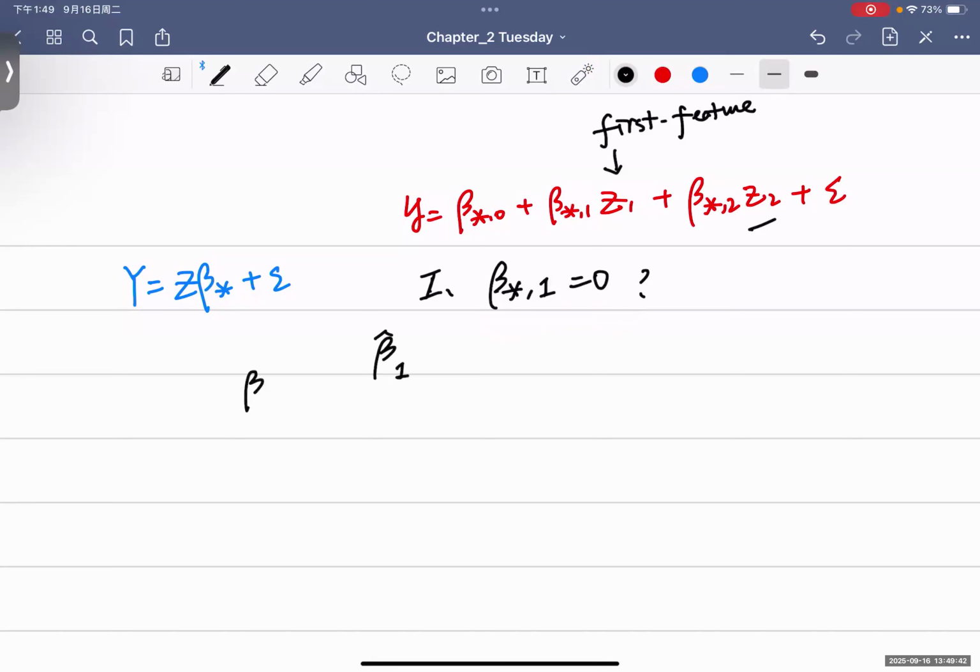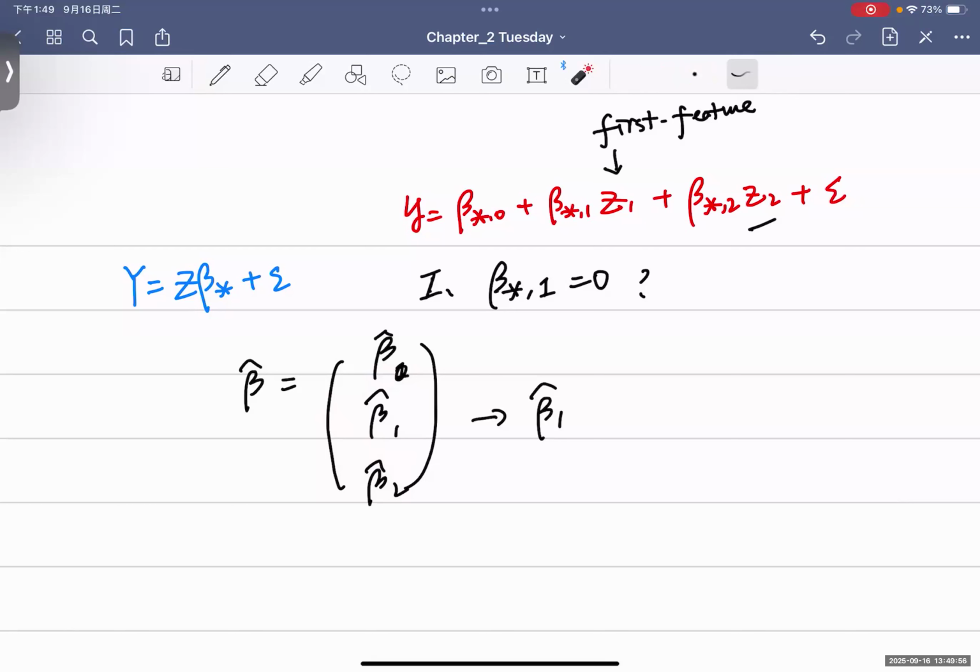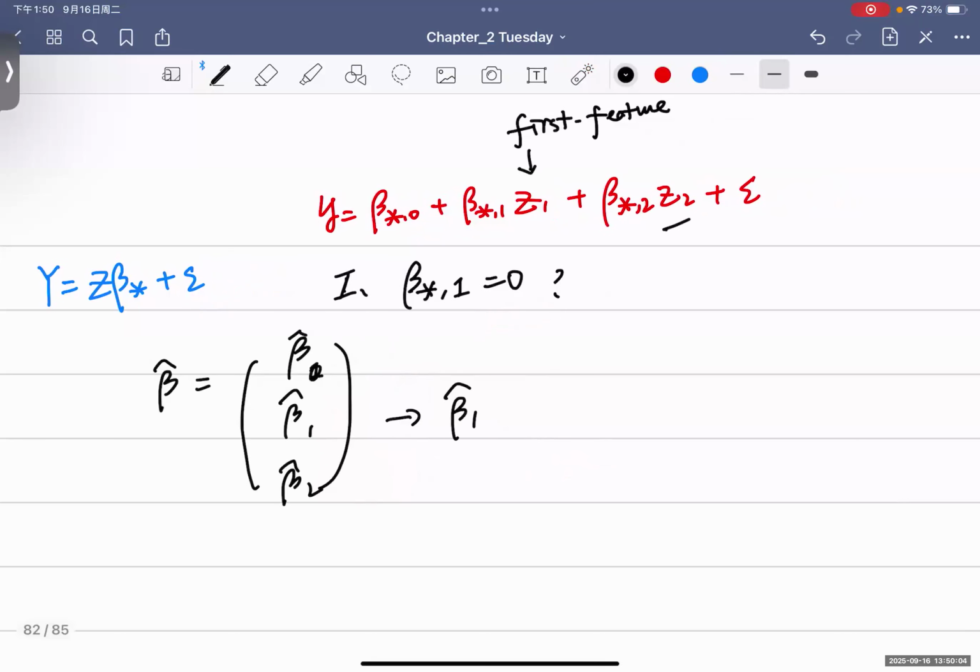This stands for our beta hat; I just write it down as beta hat 0, beta hat 1, beta hat 2. What we can only observe is the beta hat 1. And we know they may have some kind of discrepancy. They may not be equal. So the question is just like the one I mentioned before.